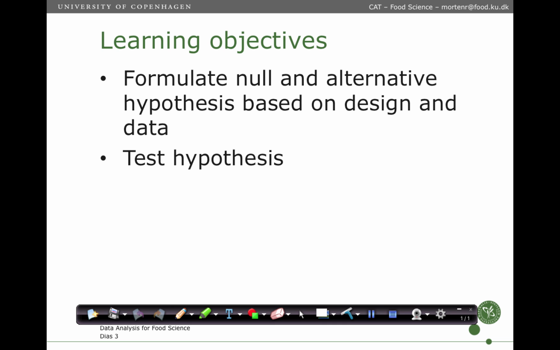The learning objectives are to be able to formulate a null and alternative hypothesis based on design and data, and then to test this hypothesis.